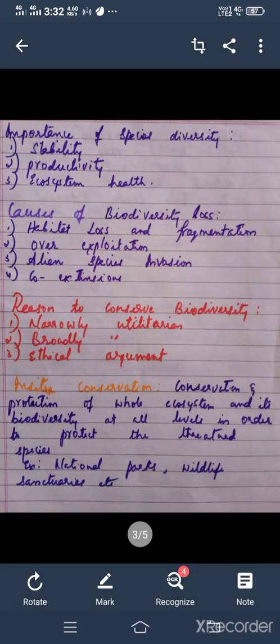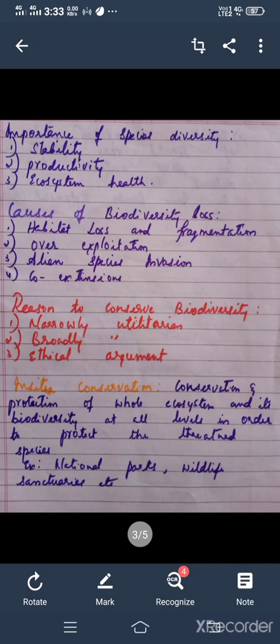Importance of species diversity. Why do we need different types of species in the ecosystem? To maintain the stability of the ecosystem, to increase the productivity of the ecosystem, and ecosystem health, because all these give a good amount of air to the atmosphere.